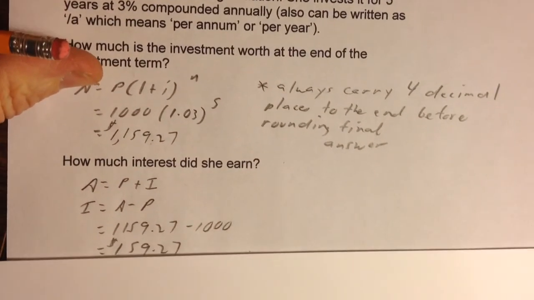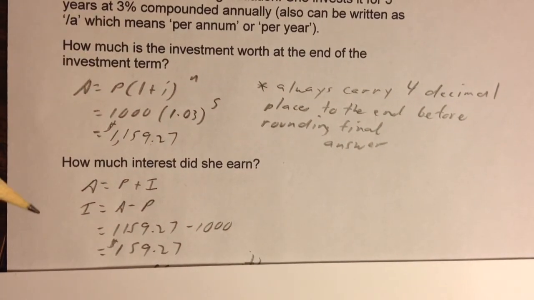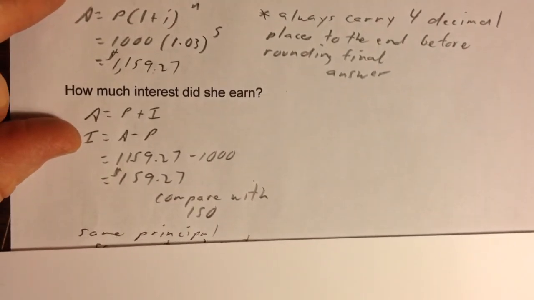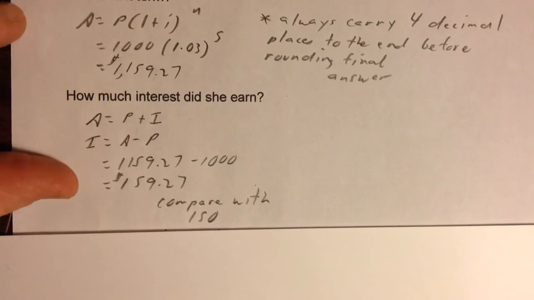Now, in terms of how much interest the person earned, we're going to use a variation of the amount formula. Amount is principal plus interest. So to get the interest, I just subtract the principal from both sides, and I get $159.27. Now please compare this with $150, which was the simple interest.